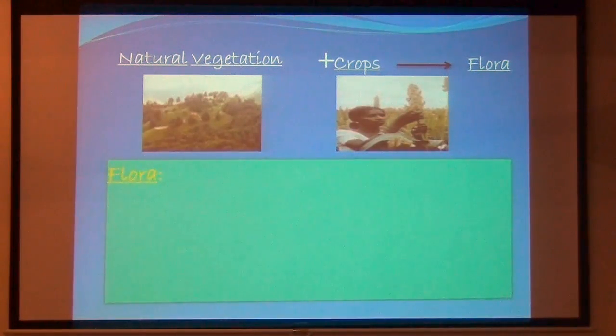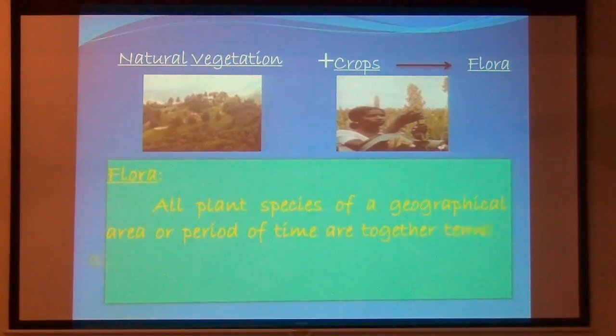If we select a geographical area, and in that geographical area we have plant species which grow naturally as well as plant species which humans grow, we describe them as flora. And if we select the plant species of a particular period of time, whether they are naturally growing or grown by man, once again we describe them as flora. So flora can be defined as all plant species of a geographical area or period of time. If we separate them, they become natural vegetation and crops. But if we refer to them together, they are more than that.